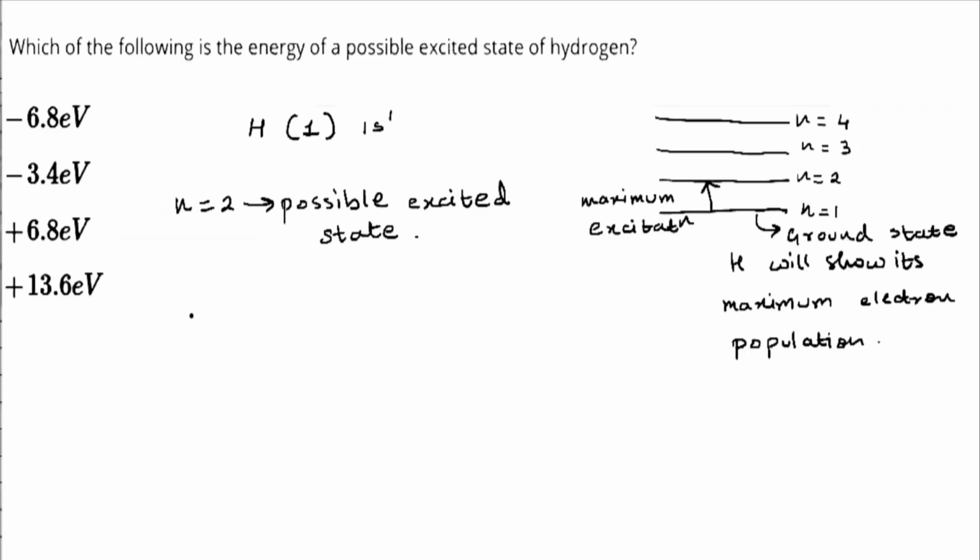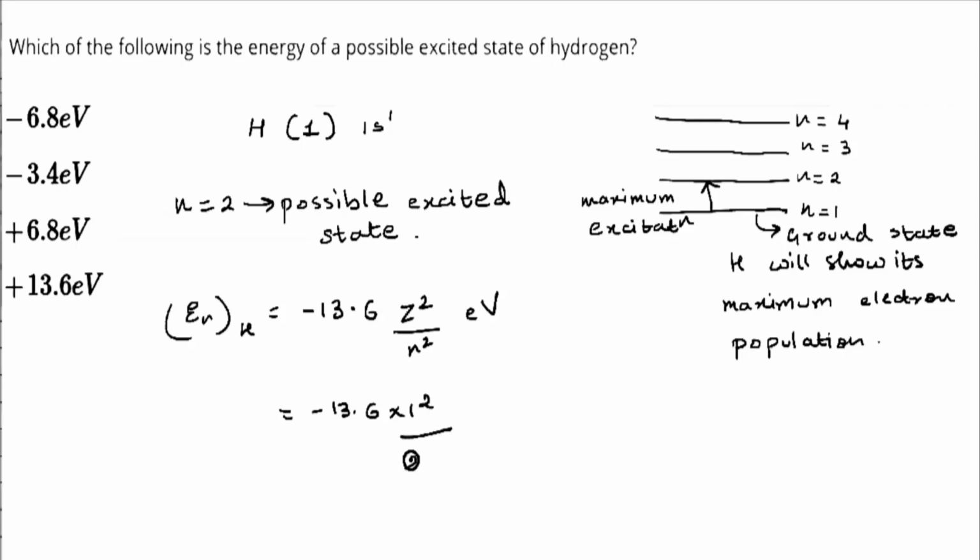Our very popularly known energy expression is En for hydrogen is equal to minus 13.6 Z square upon n square, in electron volts. So that is going to be minus 13.6, the atomic number is 1 and n is equal to 2 square. So that's going to be minus 13.6 upon 4, and that is going to be minus 3.4 electron volt. Now that is the energy of the possible excited state, and that matches with our option number 2. I hope you understood the explanation.